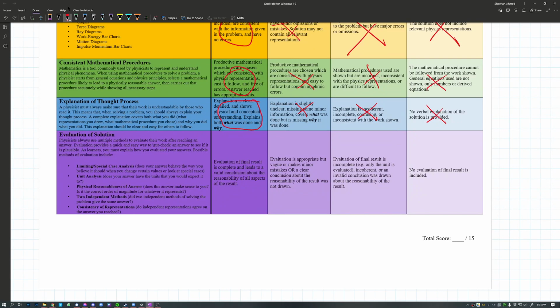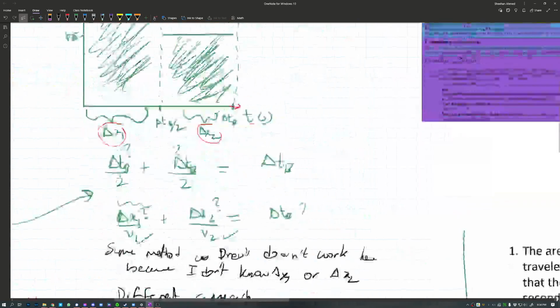Anyway, evaluation of solution. Well, we definitely tried an evaluation. Evaluation is incomplete. Only the unit is evaluated. We definitely evaluated the unit, but we did other stuff with it. Or an invalid conclusion was drawn. I almost drew an invalid conclusion because I was labeling everyone wrong, but came back and fixed that. Evaluation is appropriate, but vague or minor mistakes are there, or a clear conclusion about the reasonability of the result is not drawn. We had a very clear conclusion.